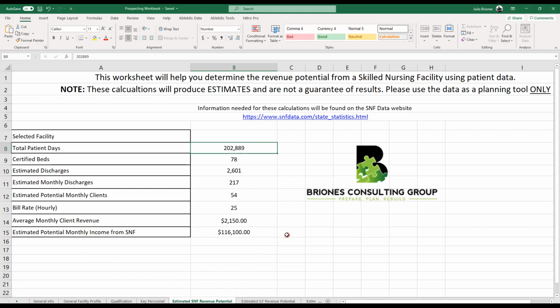But again, this formula that we use is proprietary, and it was developed over many years of experience and field work. We have found this to be pretty accurate when thorough and complete prospecting has been done. This revenue number is the maximum potential monthly income, meaning if you were to get all 54 clients every single month from this facility, this is what it would generate. Your individual results may vary greatly.